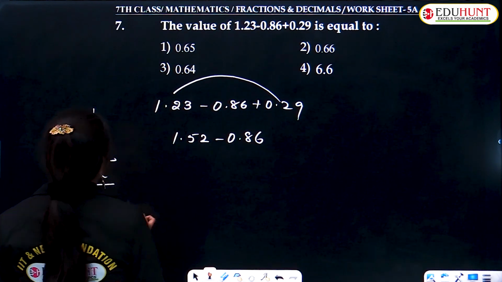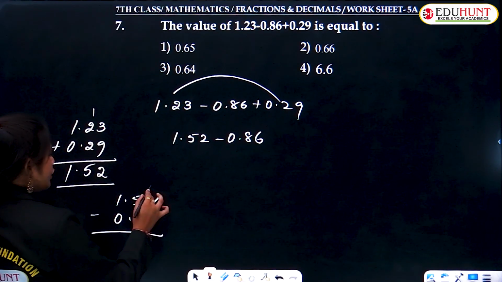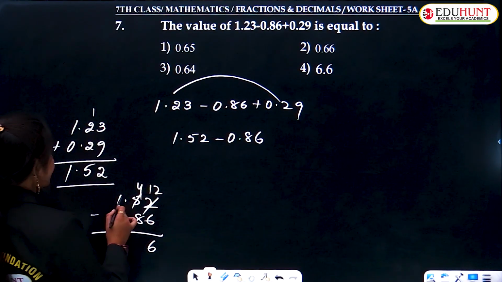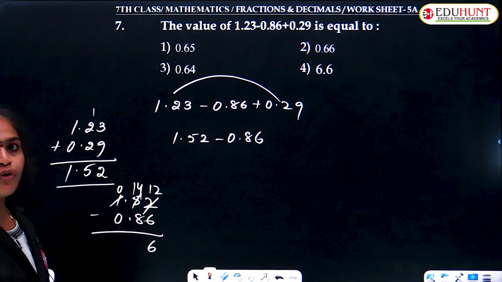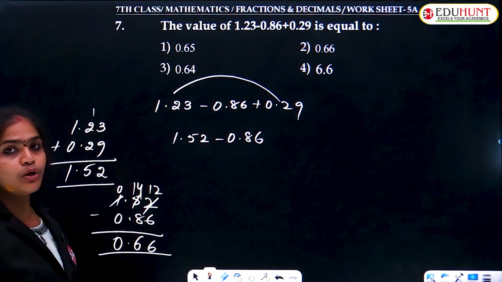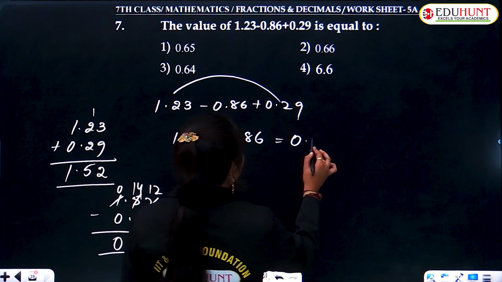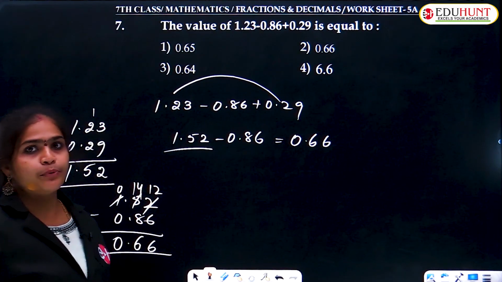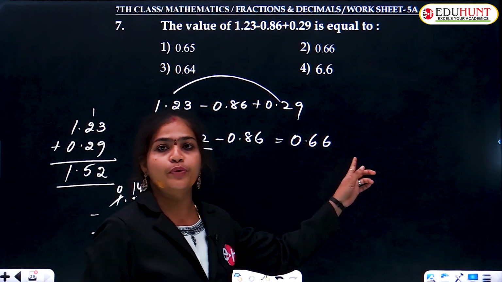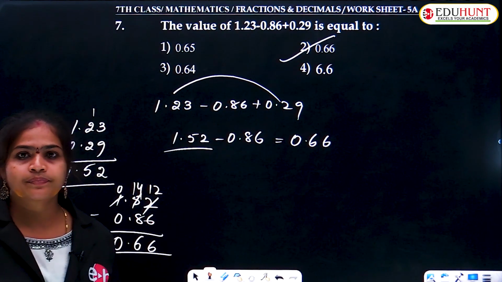Now here 1.52 minus 0.86. 12 minus 6 is 6. 4 minus 8 is not possible, no? That's why here this is 0 and this is 14. 14 minus 8 is equal to 6. Point 0 minus 0 is 0. Finally, what is the answer? 0.66. Is that positive or negative? Positive only. Why? Because the greatest number is 1.52, which has a positive sign. That's why the answer is also positive, 0.66. Where do you have that answer? Here it is 0.66. Understood?